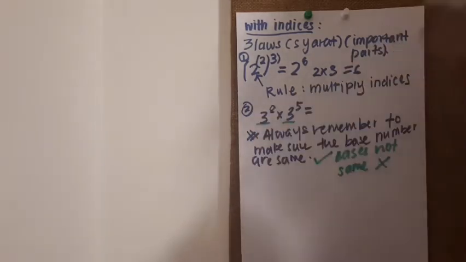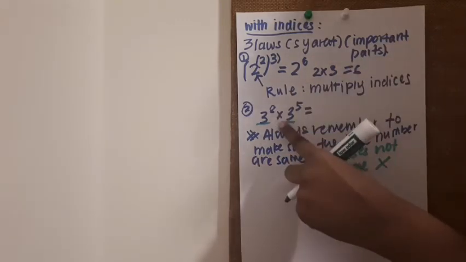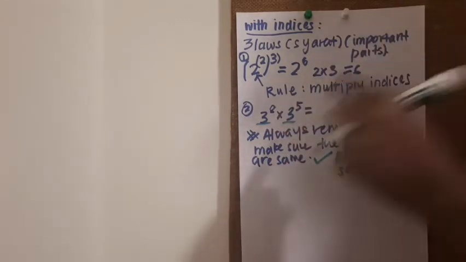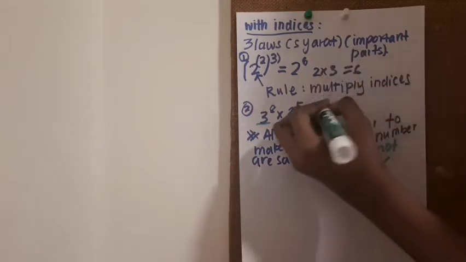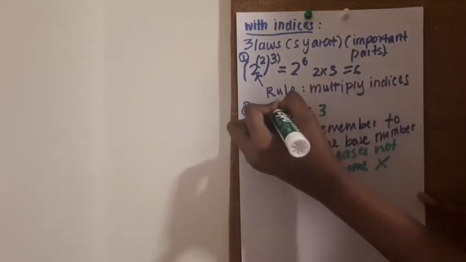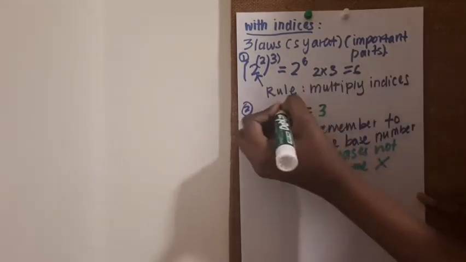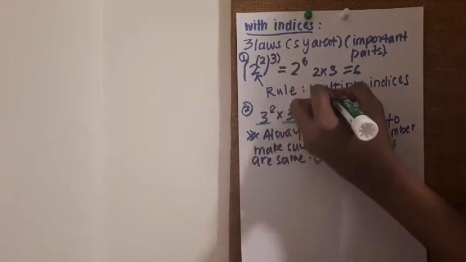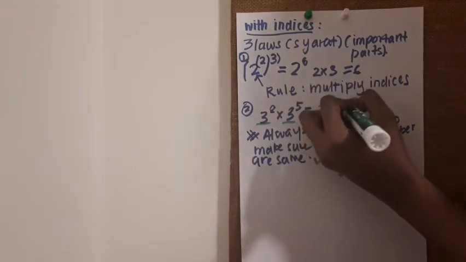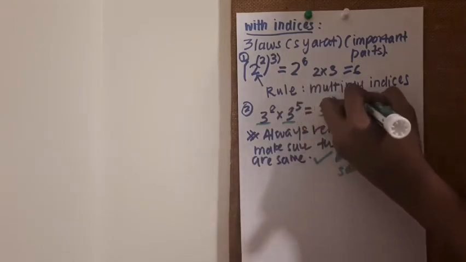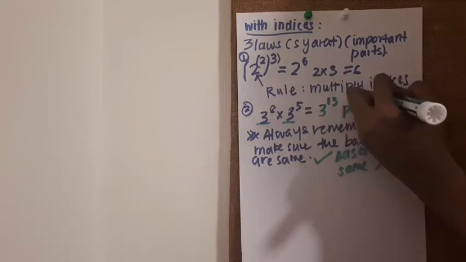So here we have another type of law, which is the multiplication law. Now to solve this, you have to plus the upper part. So 8 plus 5 is 13. So here plus the indices.